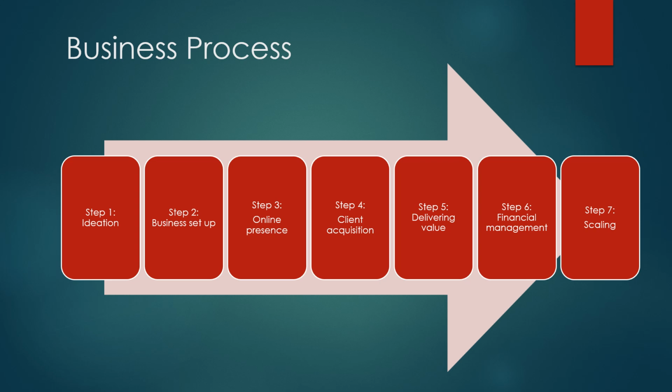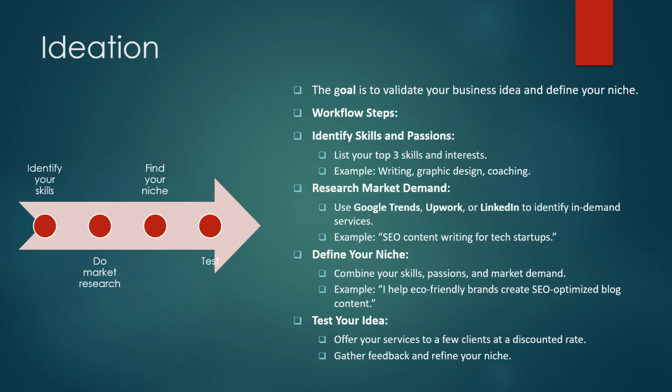And let's start with the first step. The goal of the ideation is to validate your business idea and define your niche. In this step, that is where you prove the concept of your business. That is, you prove whether the business is going to take shape and succeed or not. And it is made up of four steps.